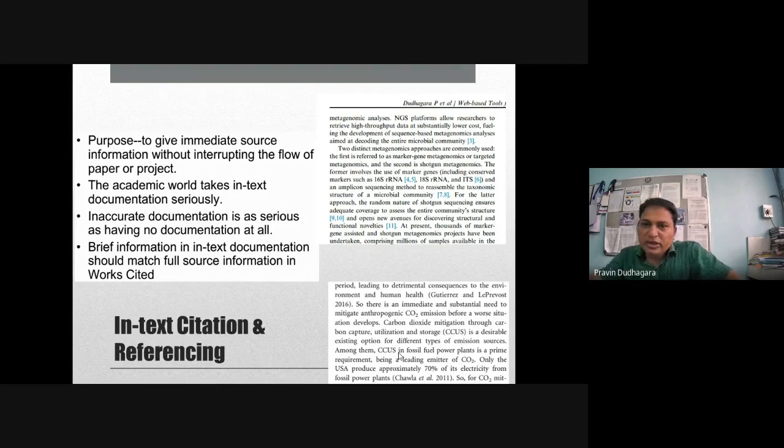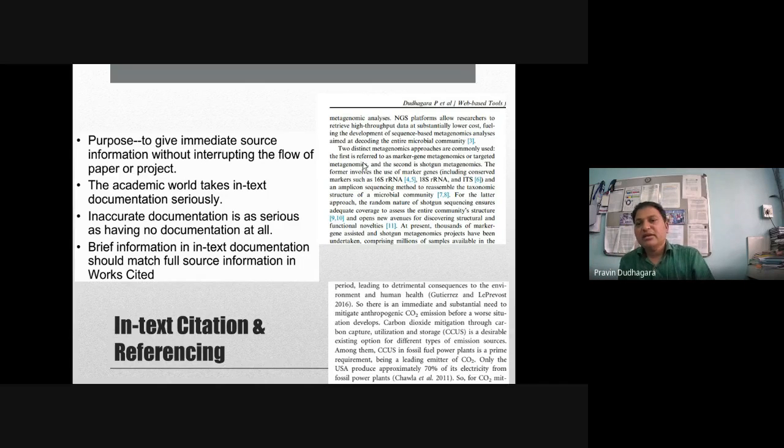This is nothing but to give the immediate source information without interrupting the flow of the paper or the project. Otherwise, no doubt you can put all the references at the end, but once you read one paragraph thoroughly, the entire rhythm of the paragraph, the rhythm of the sentence, remains as it is. The flow of the paper remains as it is. That's why the in-text citation is generally required.